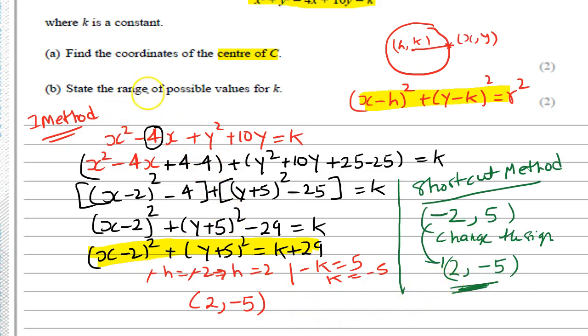Now next they are saying state the range of possible values for k. If you see here, this is k plus 29. This is the radius part, so the radius cannot be equal to 0, right? So the radius cannot be equal to 0, so let me write down the b part.